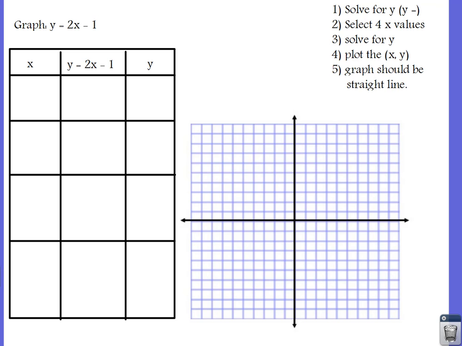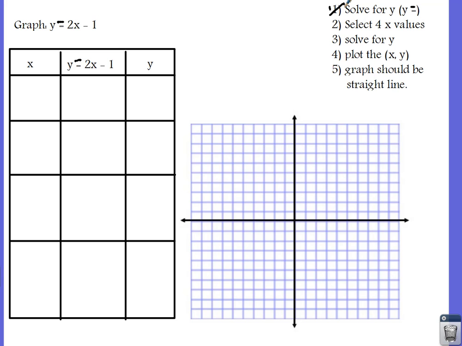All right, now we're going to graph the problem. y equals 2x minus 1. Now, when we're looking at these, remember, number one, we need to solve for y equals. Since this one's already y equals, that step is done, and we don't need to do anything with that problem.